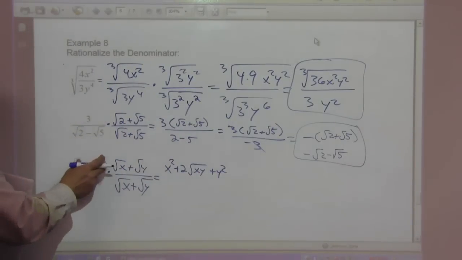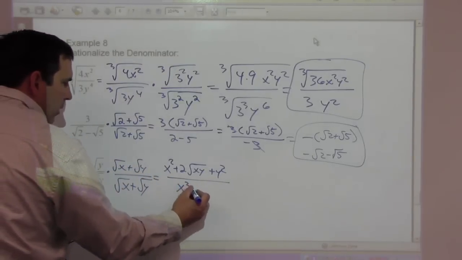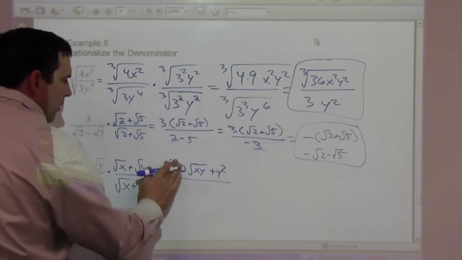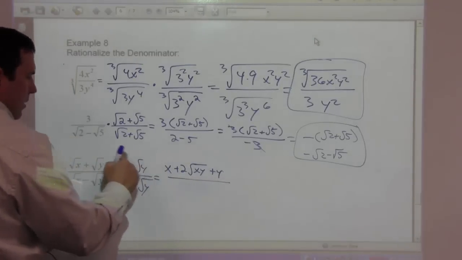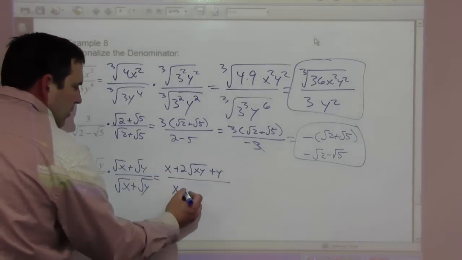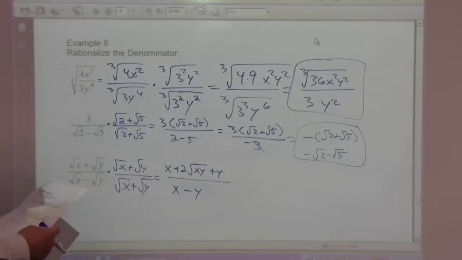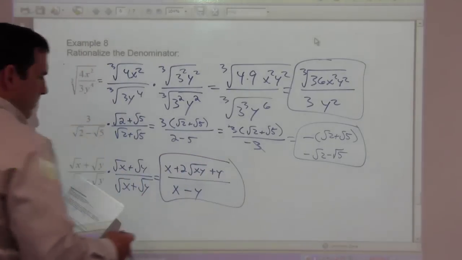If you don't believe me, FOIL it out, use a rule. It's a plus b times a plus b rule over x squared minus y squared. No, just x minus y. All these squares aren't there either. Because square root of x times square root of x is x. There we go. That's going to be x minus y. And no, we cannot cancel the x and the y. And that's it.